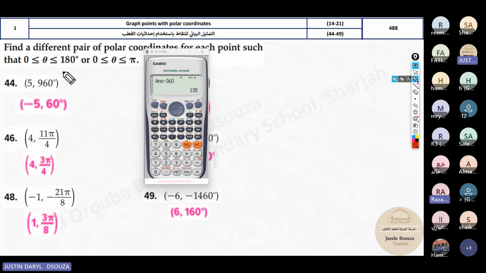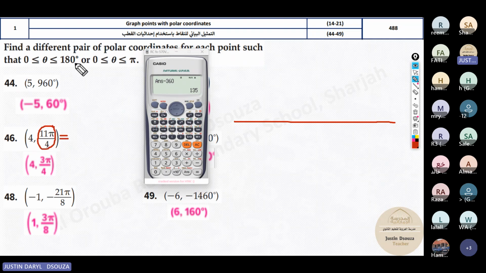It's 135. Yeah, it's the same. We should change it to the radius and we get the same answer, right? See, look over here. It is 135. This is the coterminal angle. 135 degrees is coterminal, equivalent to 11 pi by 4.